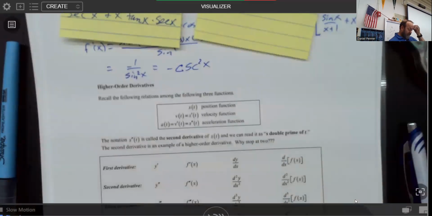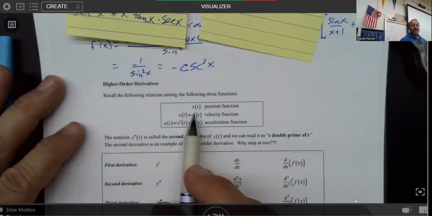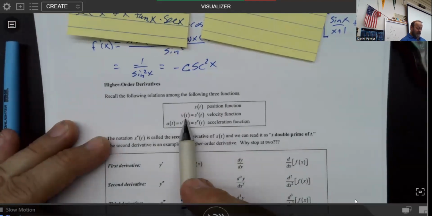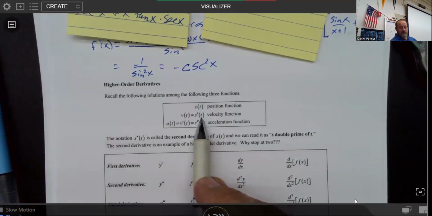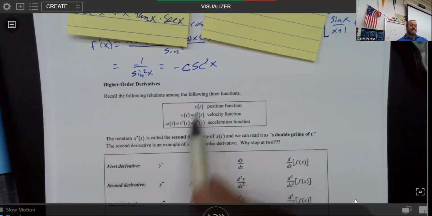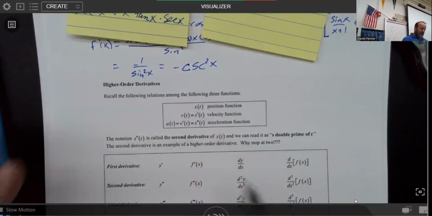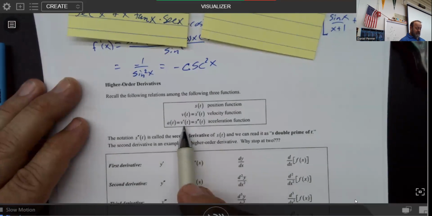These are higher derivatives, so we'll just be clear on this one. If you have a position function, like where are you from your starting place? How far are you away from that? Your velocity is your rate of change of your position. So if you took the derivative with respect to time, now again, we haven't really talked about what that means, but instead of using x as our variable, we're using t as our variable. So the derivative of position is velocity. The derivative of velocity is acceleration.